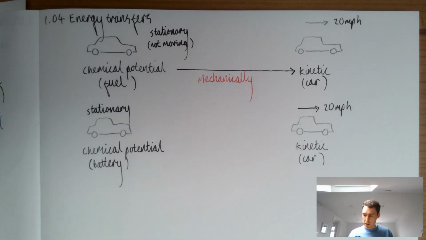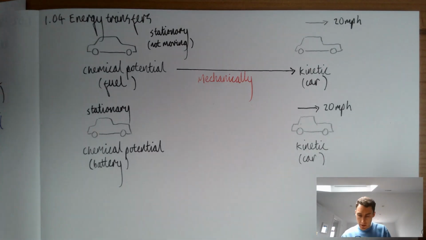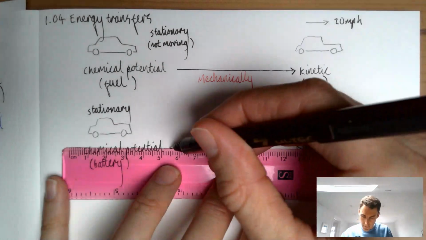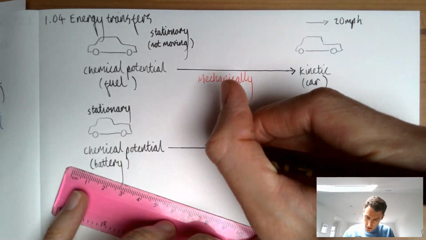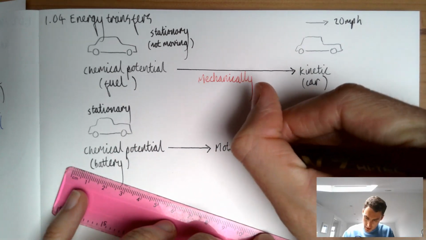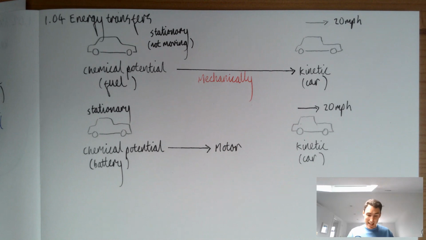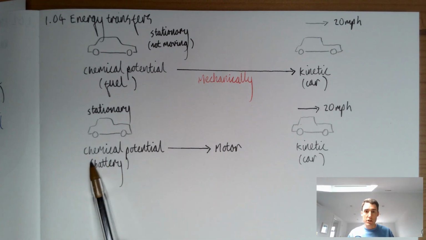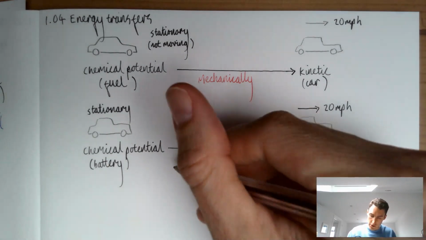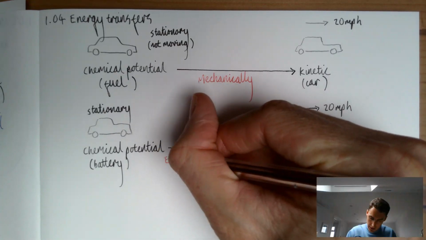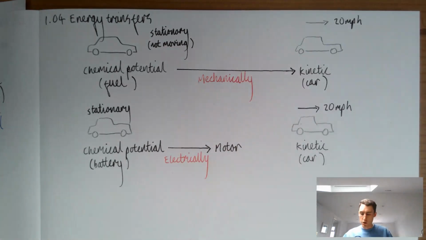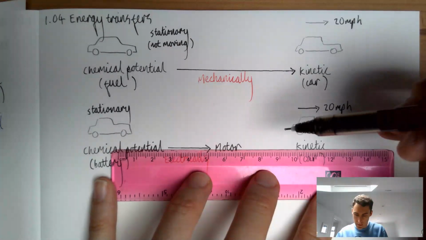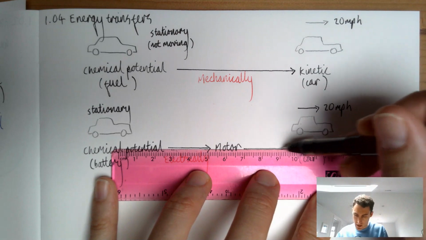But actually, what we can do here, when we go back under the visualizer and explain this, is say, well, it's a little bit more complicated than that, in that something happens in the motor. So first, if this is the motor here, first, actually, from the battery to the motor, there is an electrical transfer. So I might put electrically here. And then it's the motor that does that mechanical transfer of energy to the car.